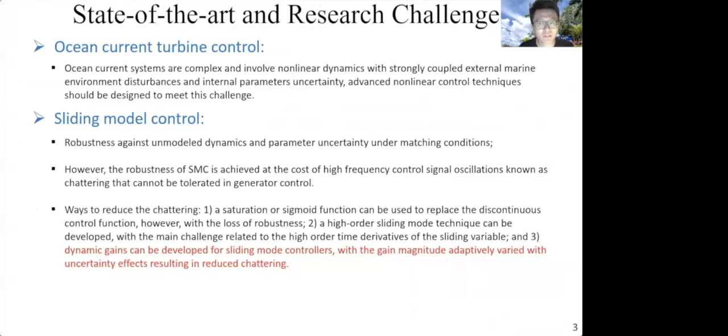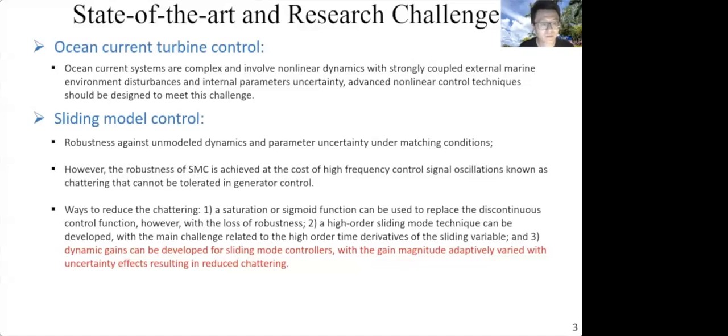So advanced nonlinear control techniques should be designed to meet this challenge, and we're looking for sliding mode control for its robustness against unmodeled dynamics and parameter uncertainty under matching conditions. However, the robustness of SMC is achieved at the cost of high-frequency control signal oscillation known as chattering that cannot be tolerated in generator control.